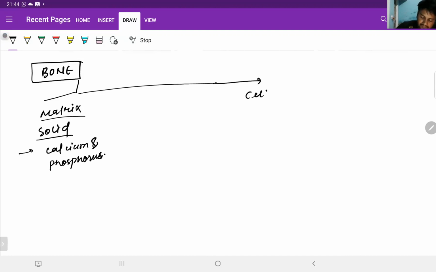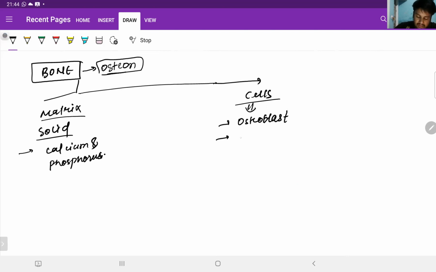And then there are cells. When I talk about bone, what we have to keep in mind is that bone is called osteon. Any cells involved in the formation or destruction of bone are called osteocytes or osteoclasts. Osteo will be there. The cells involved in the formation of bone are called osteoblasts, while the cell involved in the destruction of bone formation, right?